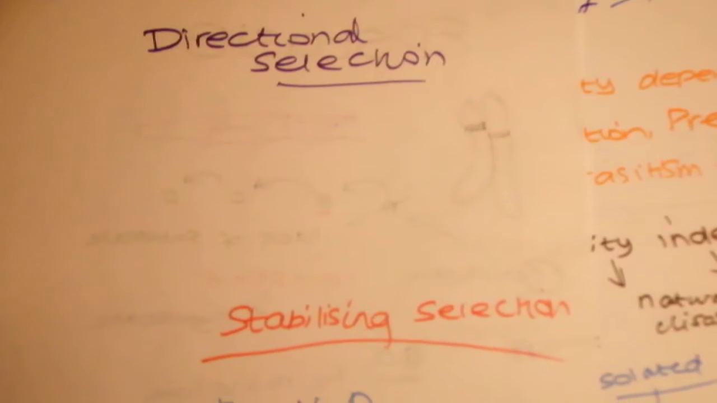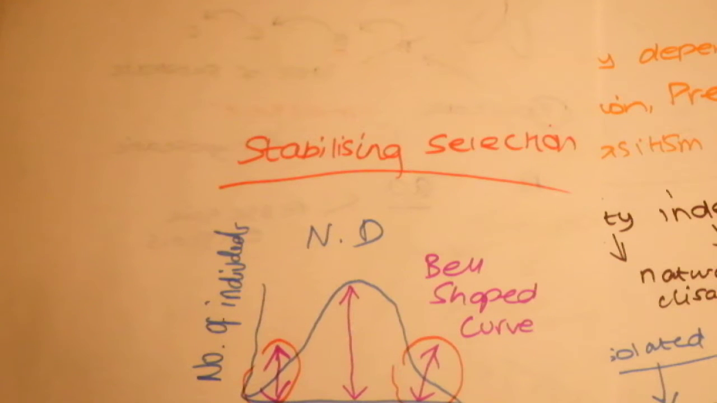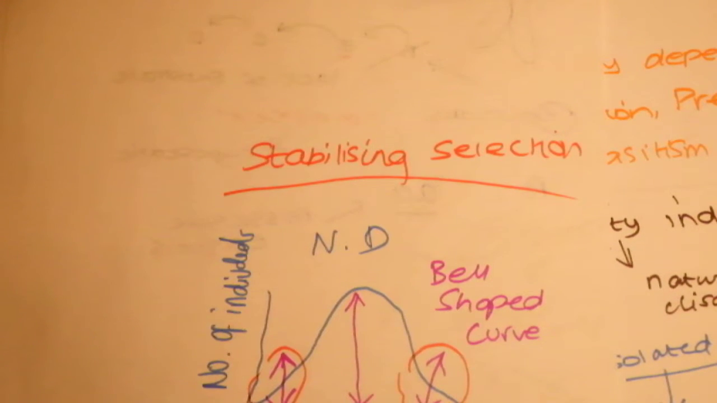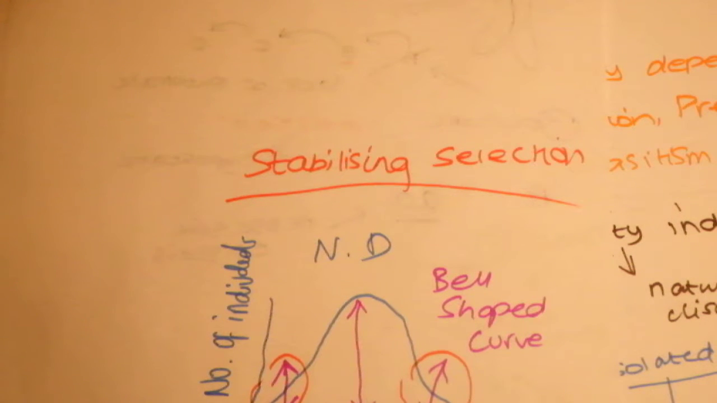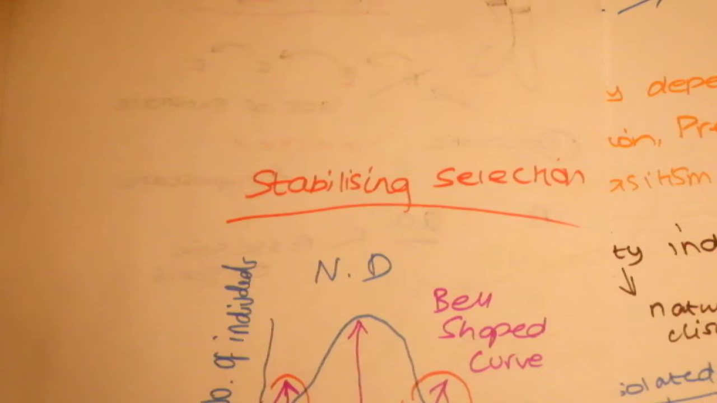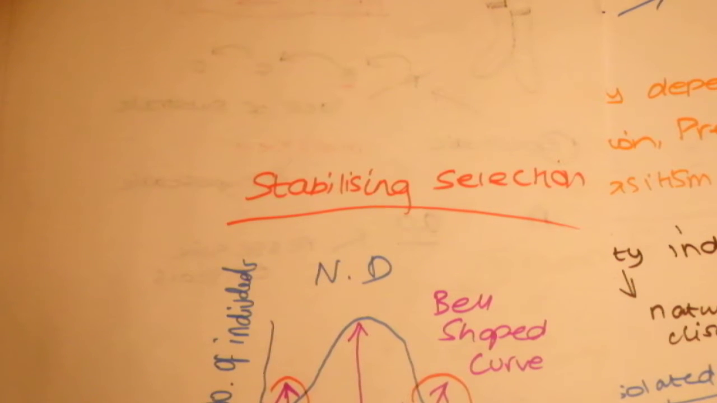So we have stabilising selection, which was the normal distribution, the bell-shaped curve with the number of individuals, the small populations. The most common allele frequency was the sort of middle-sized child, for example, and the middle-sized is more likely to survive. So this is an example of stabilising selection because the average is selected for and the extremes are selected against, because they're more likely to not survive.